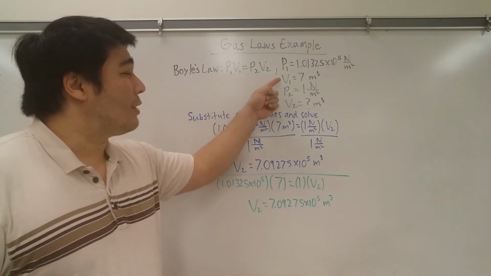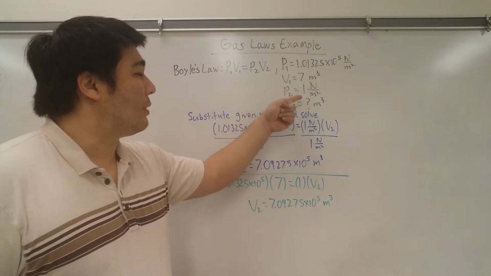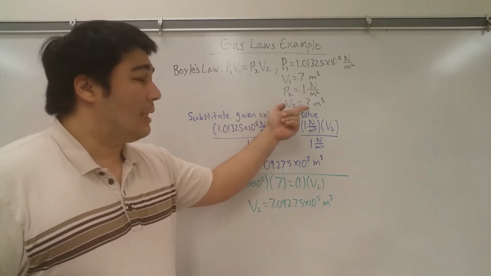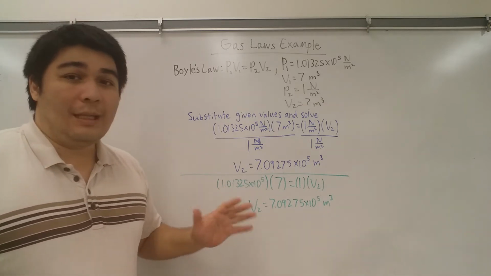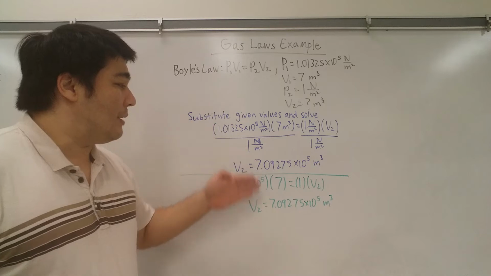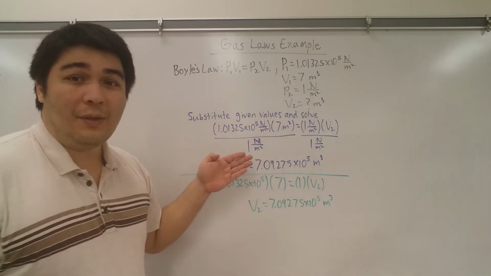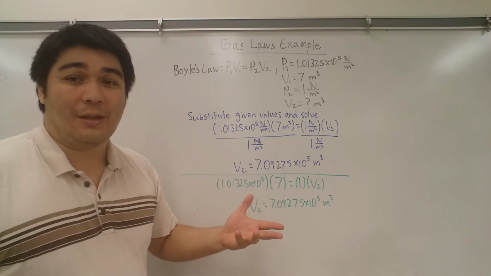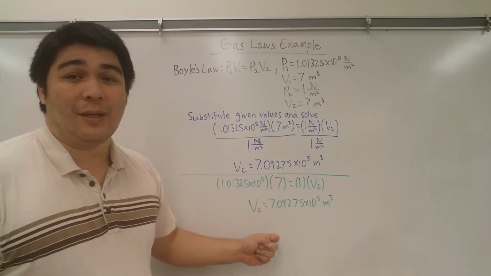So V1 is going to be 7 cubic meters. P2 is going to be 1 newton per square meter. So V2 is what we're going to be finding out today. So what I did in this one, and that's why I used two different colors, is I'm going to show you the full method of solving this, which is what I used in the last video, and then I'm going to show you the shortcut method that I said I would show you in this video.